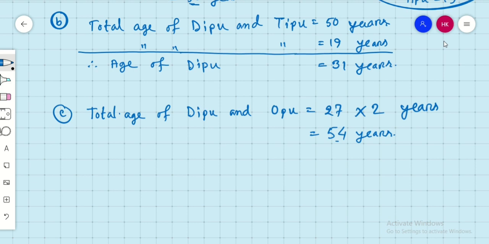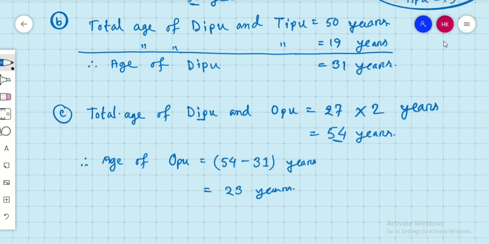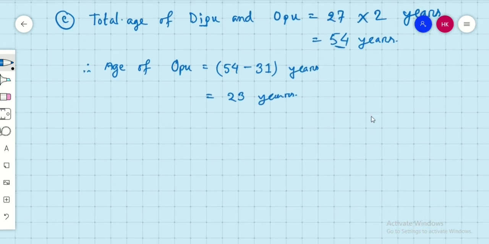54 years is Deepu and Opu, but age of Deepu, already we know age of Deepu is 31. So what is the age of Opu? Age of Opu will be 54 minus 31, because Deepu is 31 years old. So if we subtract 31, we will get age of Opu. So if we subtract, we will get 23 years as answer. Now we want to find the average age of them all.